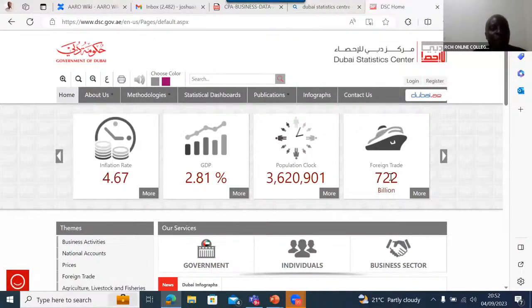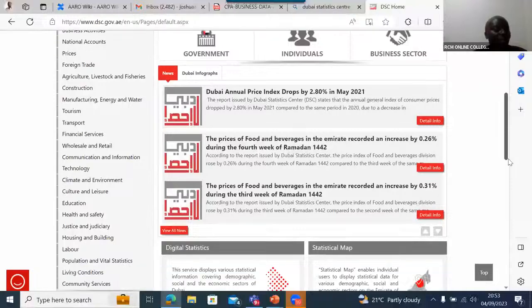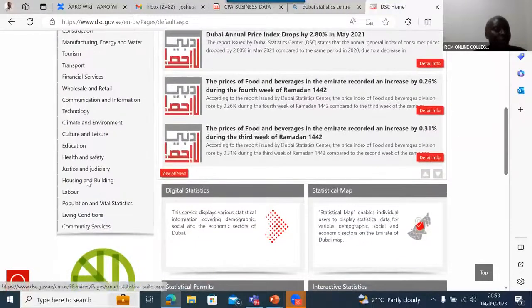Foreign trade, like now in terms of US dollars, we are looking at 722. What kind of business activities would you want to go and study there, or rather start there? Do you want something in education? They have already done that for you. So they are mining data every day, and now they're using data to make decisions.